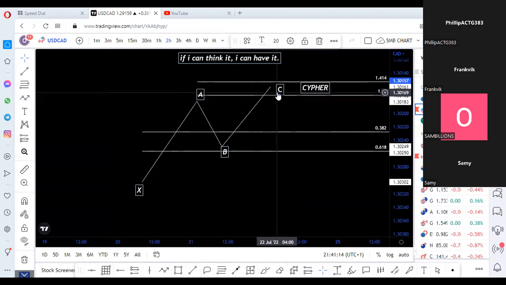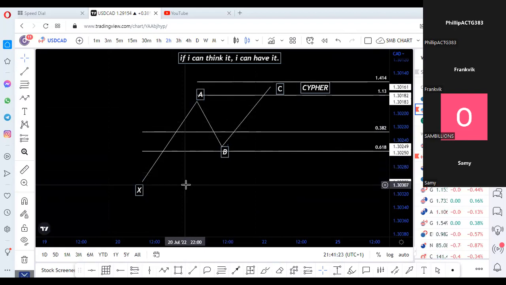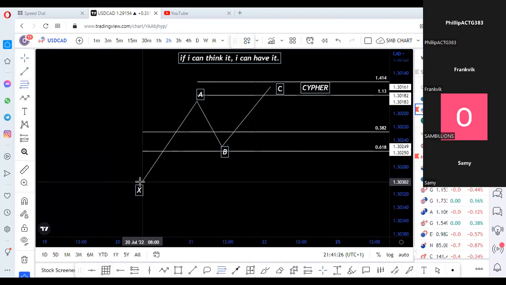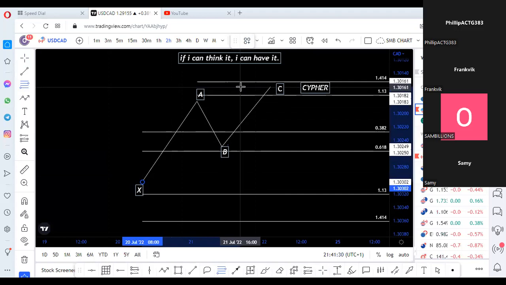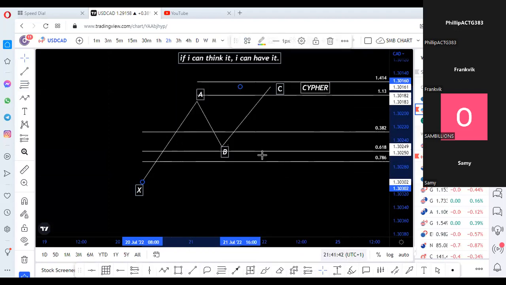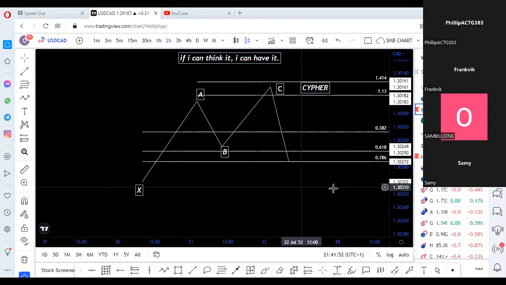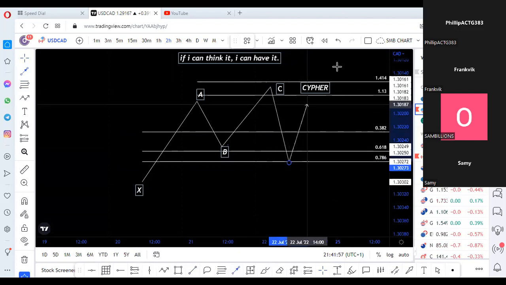Now, after you've gotten your C leg, we now want to get your D leg, which will be at 0.786. To get that, you measure from your swing low here to this swing high, this point C here. That's how you get your D leg, and it will be at 0.786, which is over here. From here, we'll have the market. This is what we'll look out for.